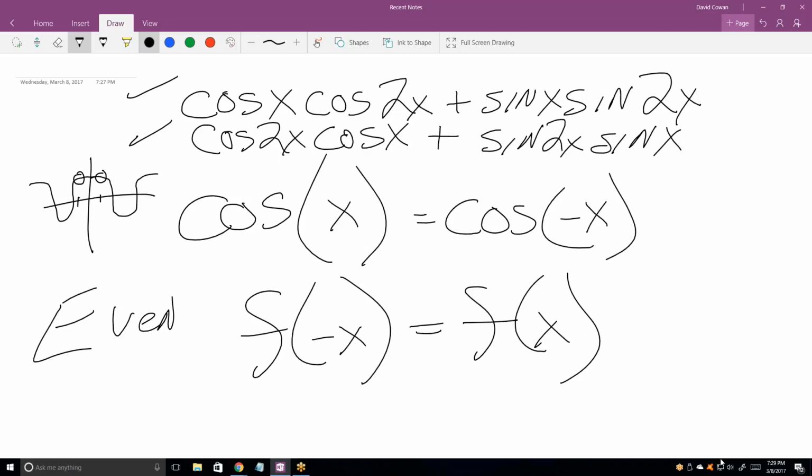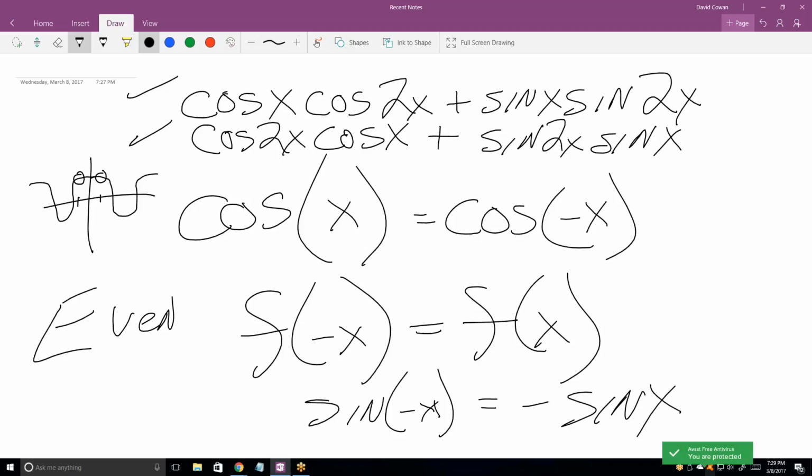Sine would not be the same. Sine of x is not equal to the sine of minus x, nor is tangent. Both sine and tangent are odd. So the sine of minus x is always equal to minus the sine of x. And that's kind of important here.